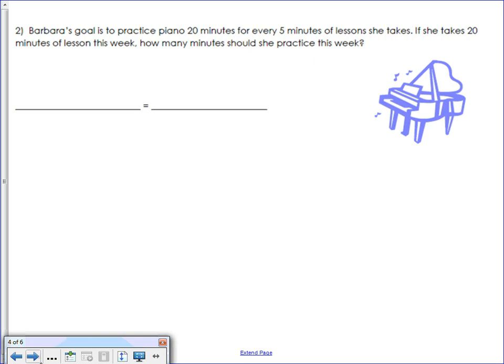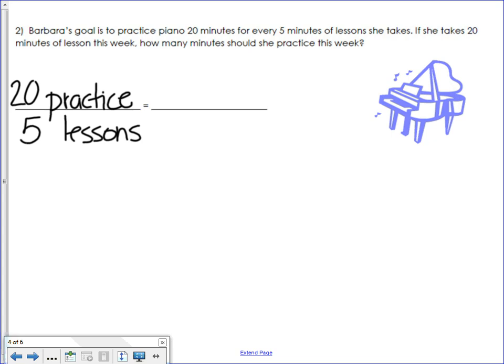Number 2 says, Barbara's goal is to practice piano 20 minutes for every 5 minutes of lessons she takes. If she takes 20 minutes of lessons this week, how many minutes should she practice this week? So I'm going to start by writing my first ratio. I have 20 minutes practice for 5 minutes lessons.